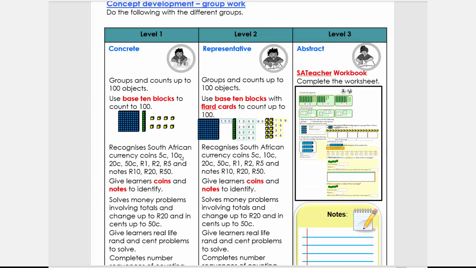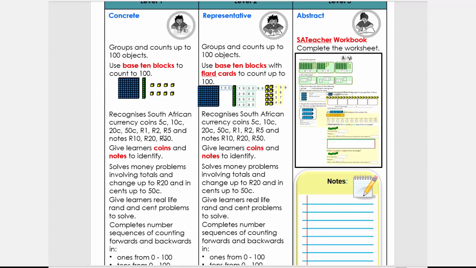So here again for today is we already did some counting activities. Today we're going to work with coins. We're going to recognize coins.